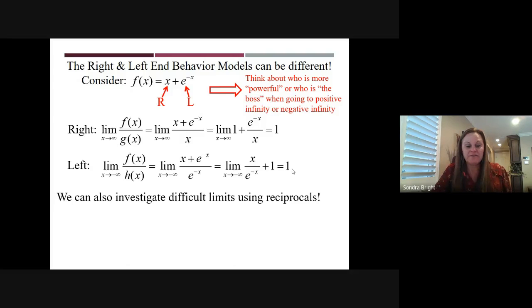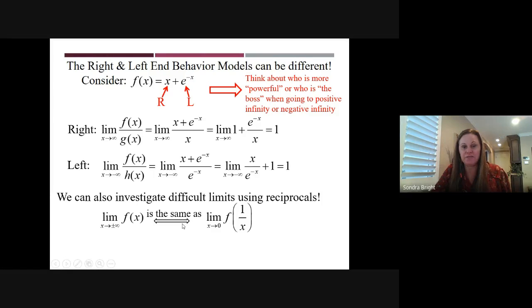All right, we can also investigate difficult limits using reciprocals. So the limit as x goes to positive or negative infinity of just f of x is the same as if you were to take the limit as x goes to 0 of f of 1 over x. So notice this is the reciprocal. So think of the reciprocal of infinity. 1 over infinity will give you 0. And 1 over 0 will give you infinity. So we can do that as long as we're talking about the reciprocals inside these parentheses too.